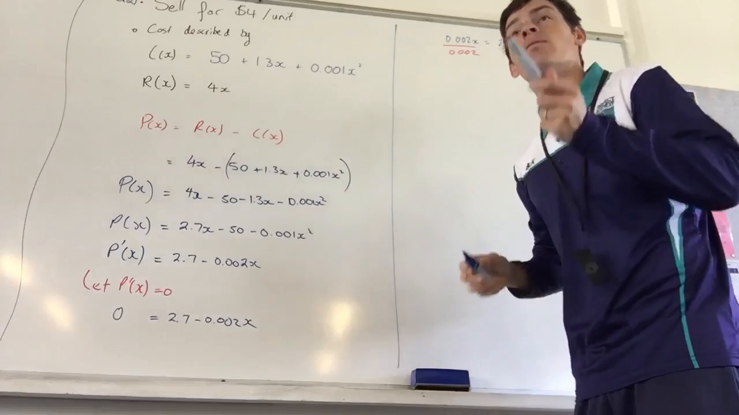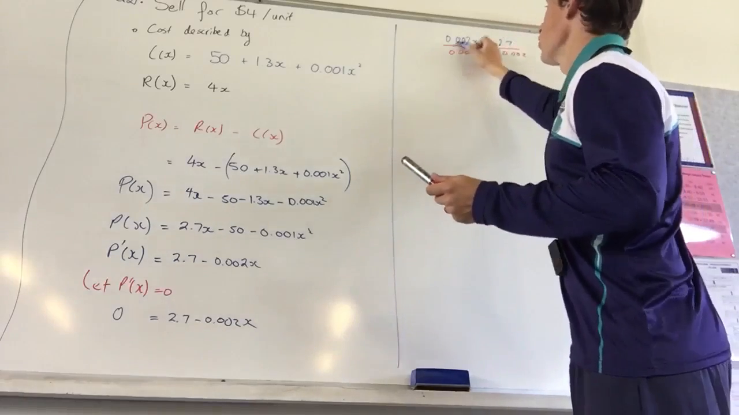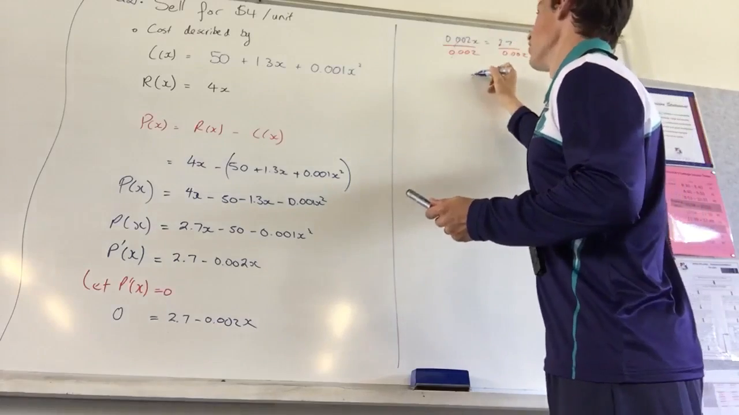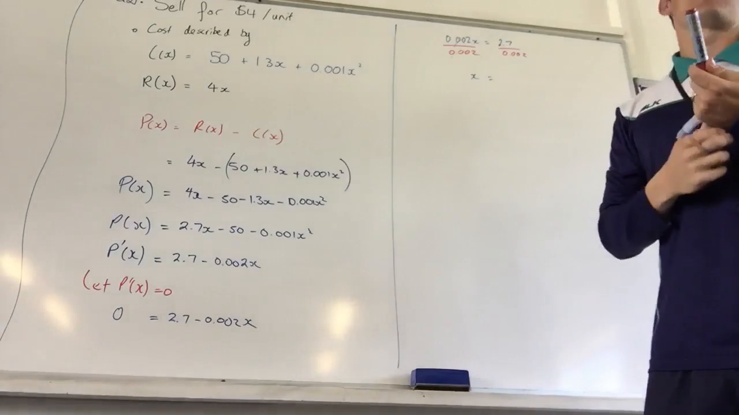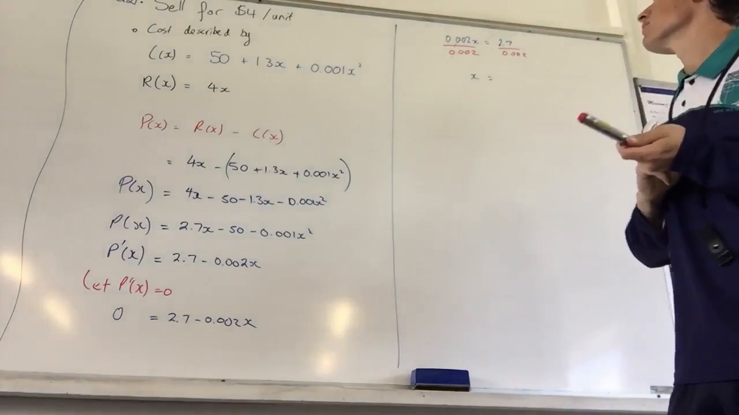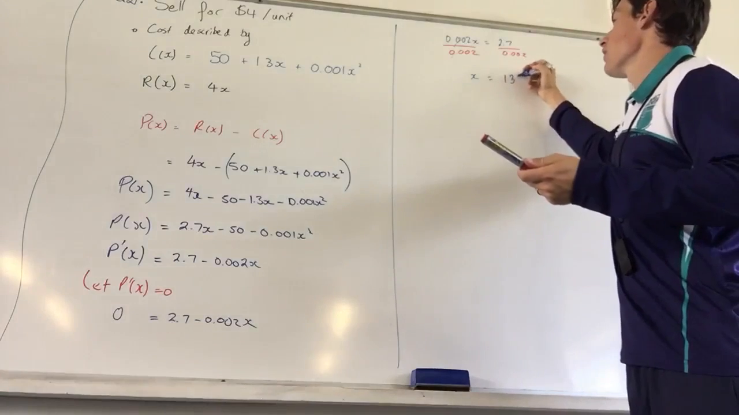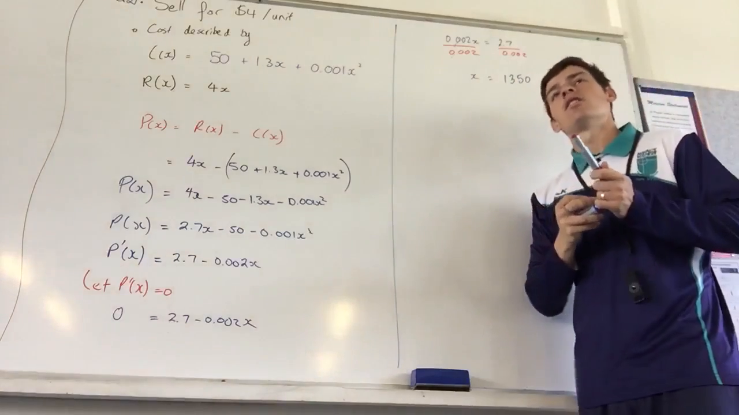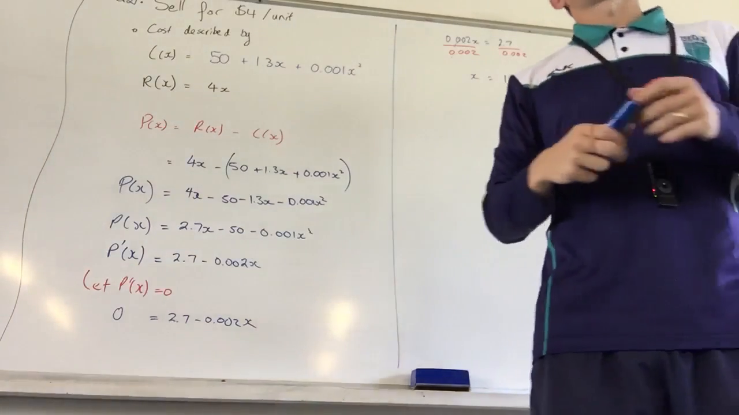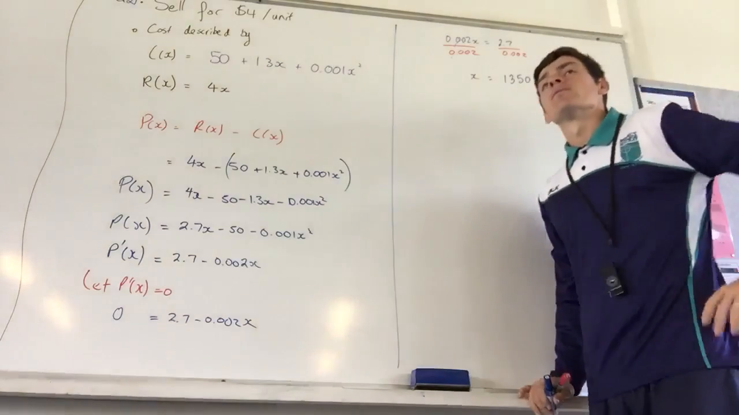Now what do we do, Adam? Oh, very good, Adam. Chuck it in your calculator. I know, I was being facetious. What is that? 1,350. Was it exactly that? Correct. What would you do if it wasn't exactly that?